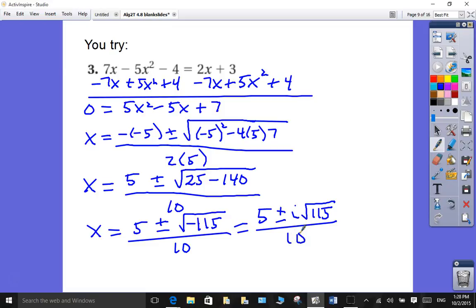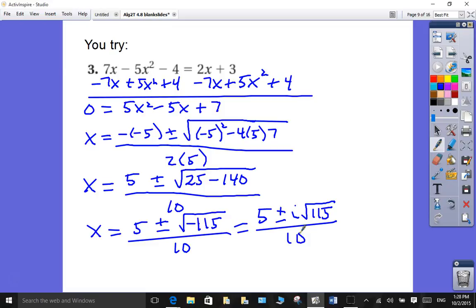Now, can you simplify the square root of 115? No. I mean, it's 5 times 23. That's as far as it goes, right? Can you cancel 5 into 10? No. Remember, you cannot cancel unless you've got factors of the denominator and factors of the whole numerator, not just one term. Why not cancel a 5 here with a 5 there? Because that's inside the square root. You can't cancel factors that are inside the square root with factors that are outside the square root.